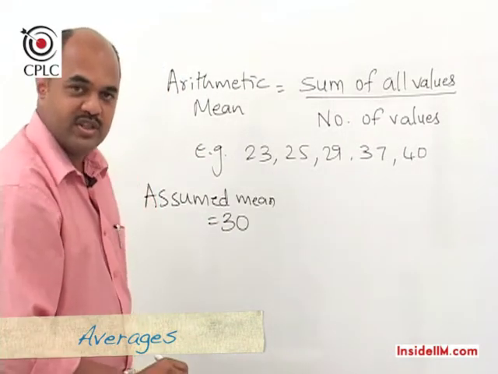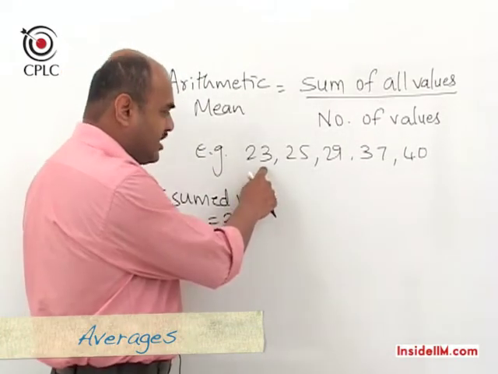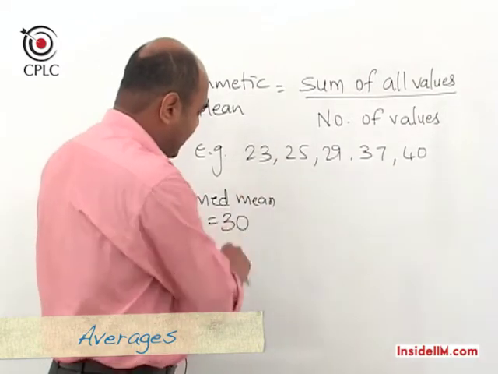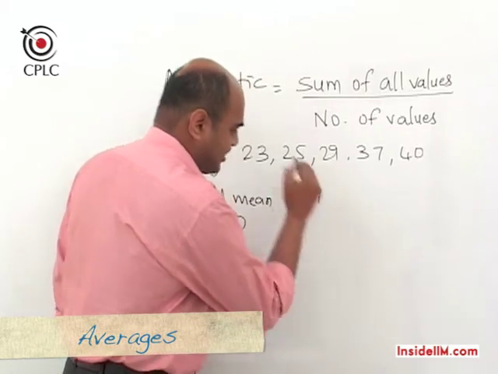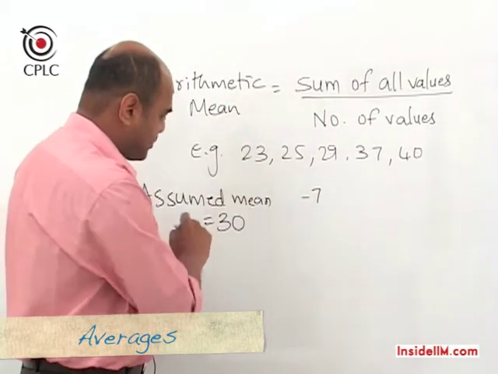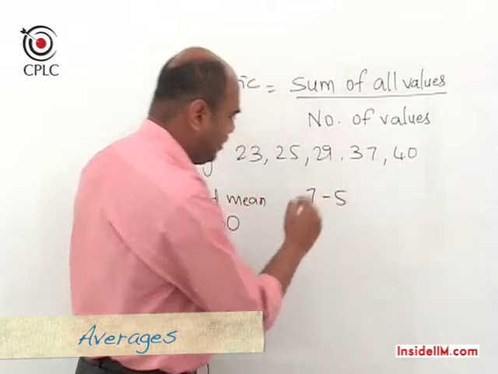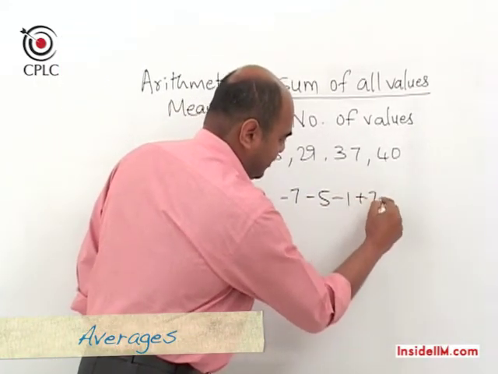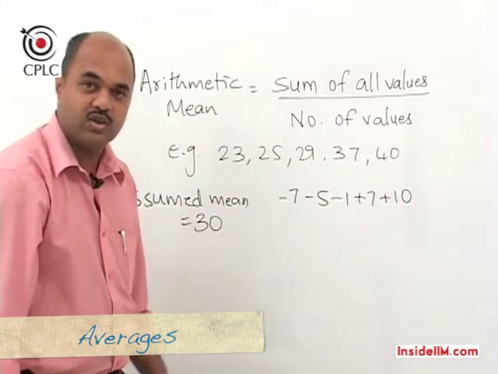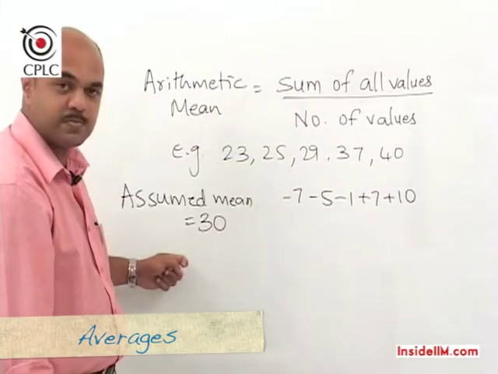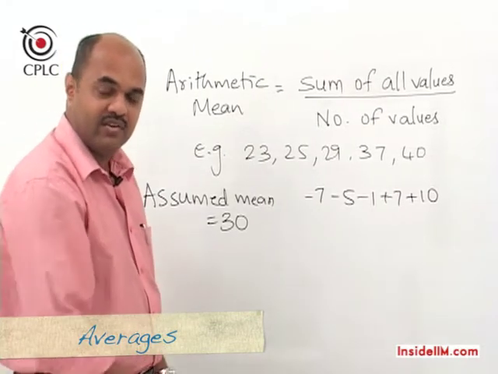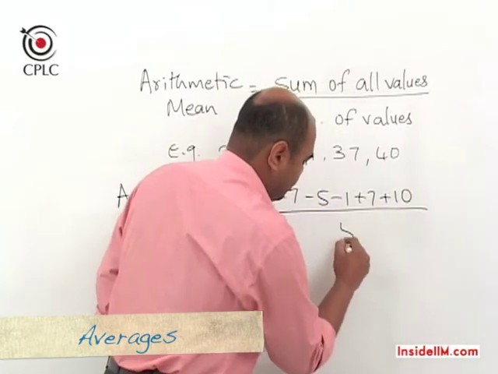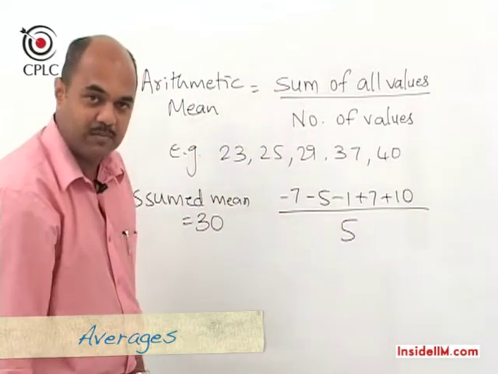Now what we would do is we would find the difference of each value with respect to the assumed mean value. So 23 with respect to 30 would be -7. 25 with respect to 30 would be -5. 29 with respect to 30 would be -1, then +7 and +10. So we found the difference of each value with respect to the assumed mean, and we will now find the mean of these differences, which means we add up all these and divide by 5.